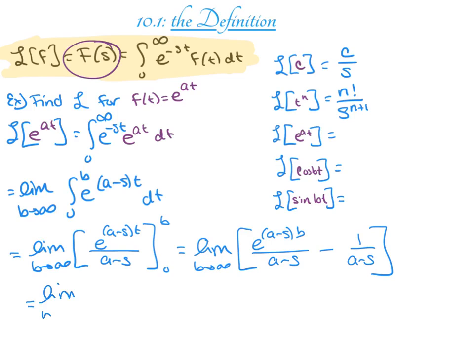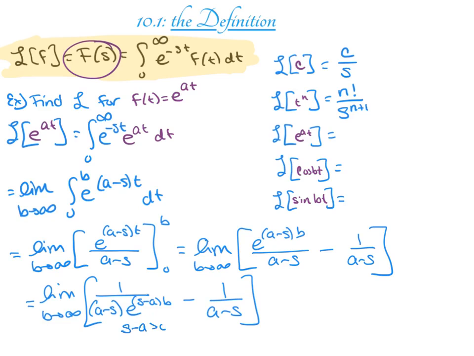This is the limit as b goes to infinity of 1 over a minus s, e to the s minus a times b, minus 1 over a minus s. Okay, so this first term will go to 0 as long as s minus a is positive. In other words, as long as s is bigger than a.